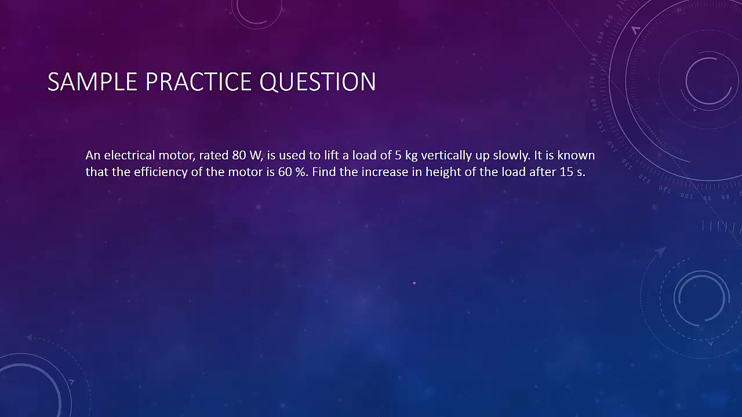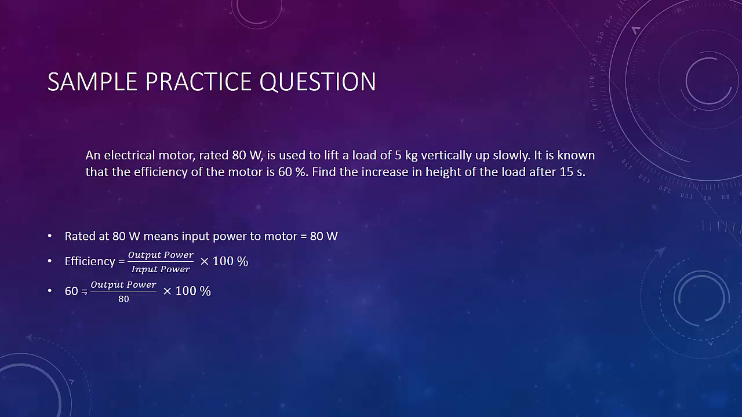An electrical motor rated at 80 watts is used to lift a load of 5 kg vertically up slowly. It's known that the efficiency of the motor is 60%. Find the increase in height of the load after 15 seconds. Rated at power 80 watt means that the input power to the motor is actually 80 watts. The efficiency is 60%, so we substitute in accordingly, 60% and 80, and the output power is only 48, because 60% of 80 is 48.